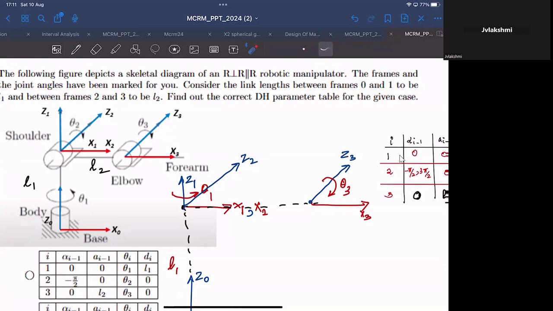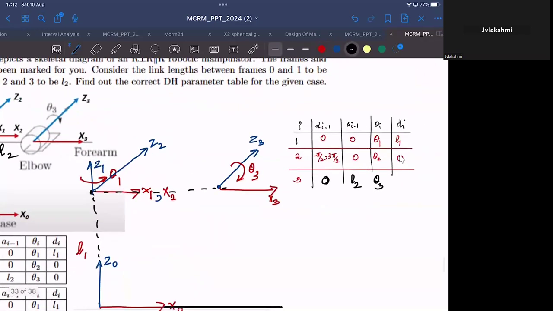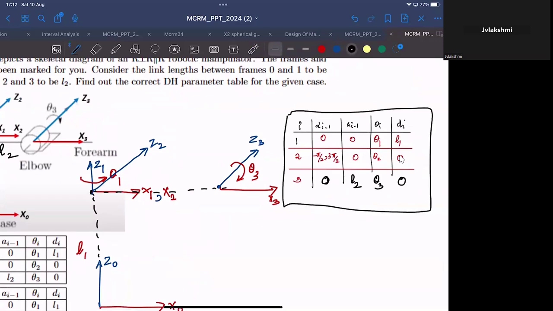And already from the beginning itself, x2 and x3 lie along the same line, or they are collinear. So there is no perpendicular distance between x2 and x3 that you need to accommodate along z3. So that makes this zero as well. So this is our DH table.